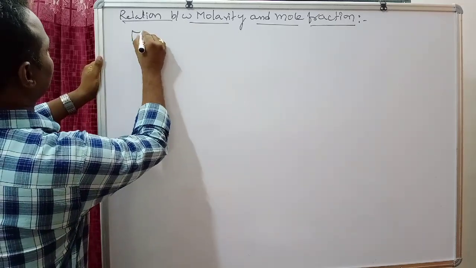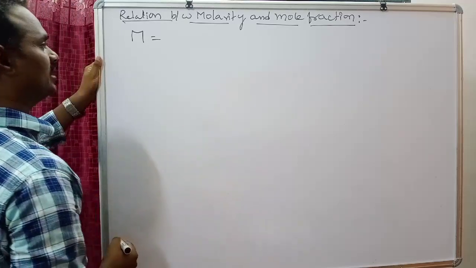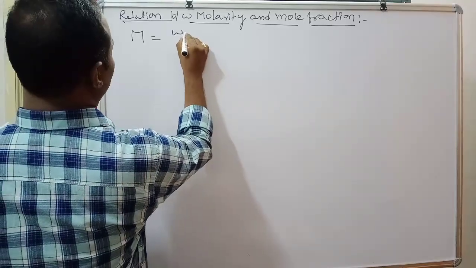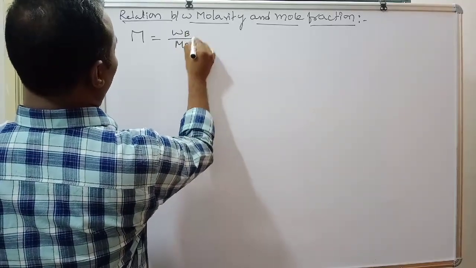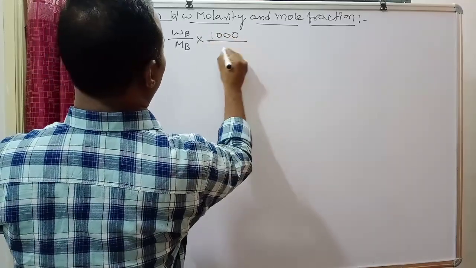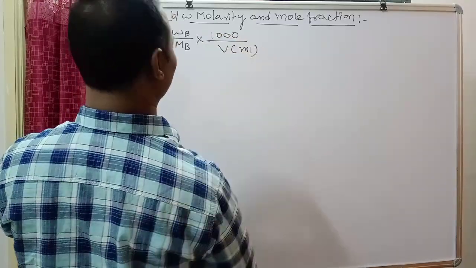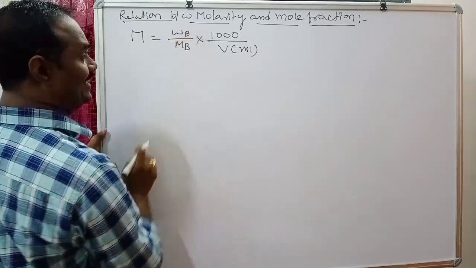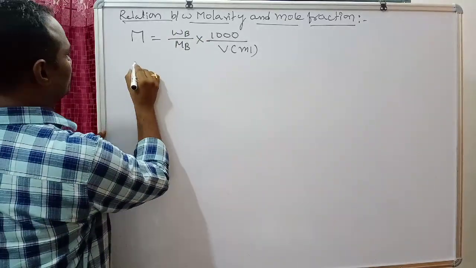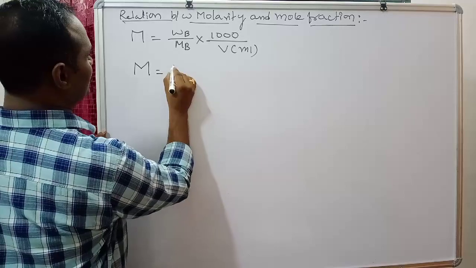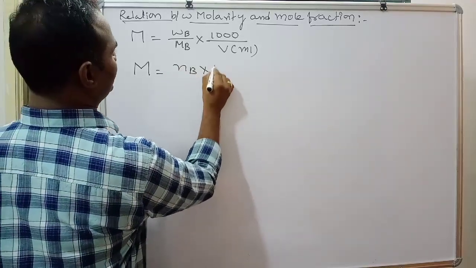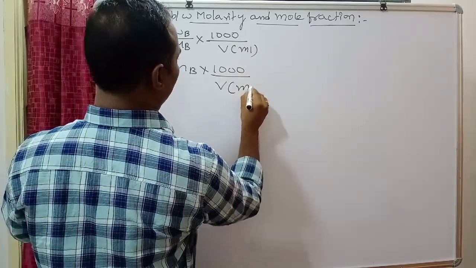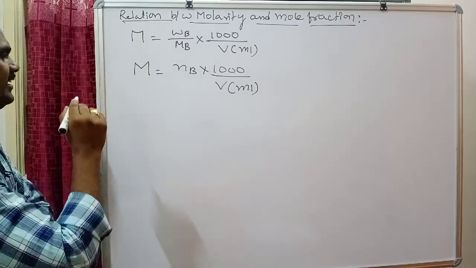First, molarity. Mathematical expression: the number of moles of solute present in 1 liter solution. Suppose mass of solute by molar mass of solute into 1000 by volume in milliliter. Here, mass by molar mass of solute, instead of this we can write number of moles of solute. Therefore, M is equal to NB into 1000 by volume in milliliter. This is the molarity formula.